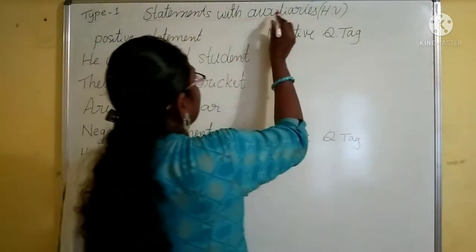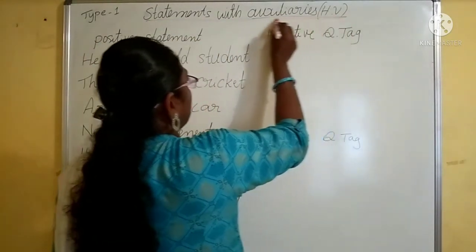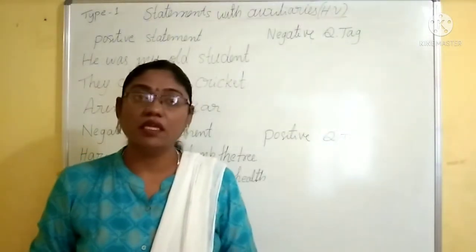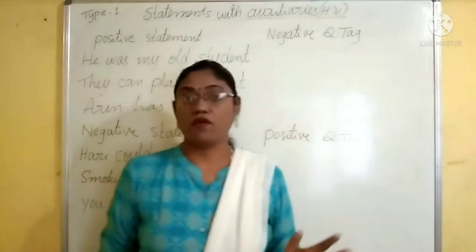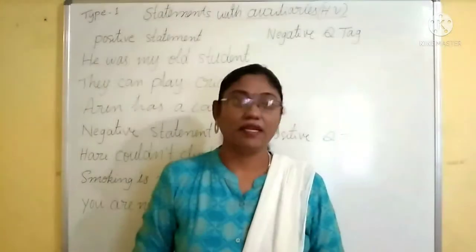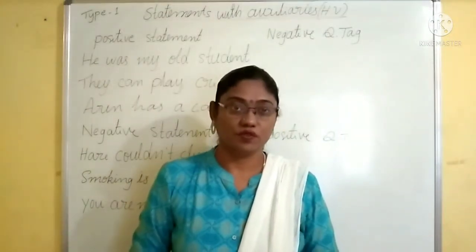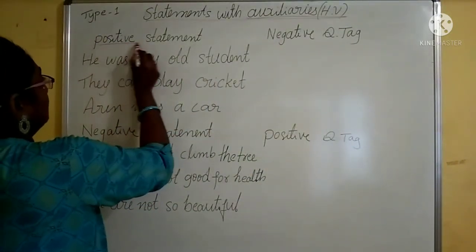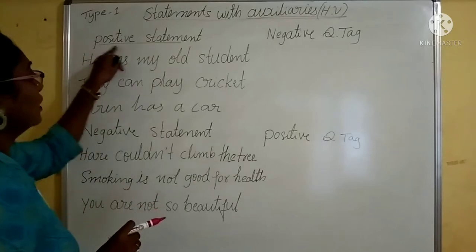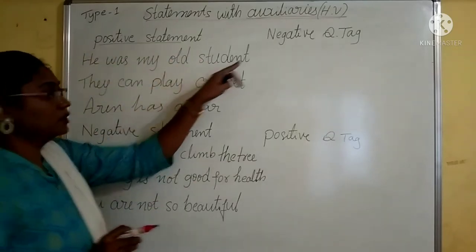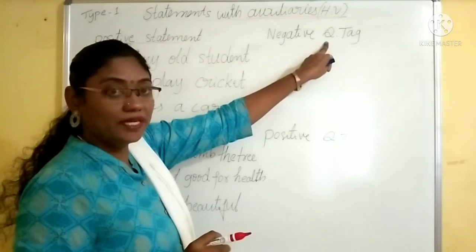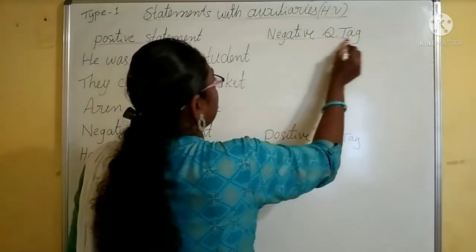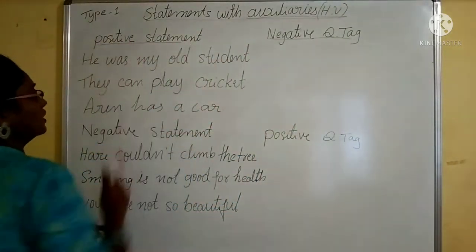Statements with auxiliaries or helping verbs. It can be do forms, have forms, or modals like can, could, will, would, and so on. And the basic rule: if the sentence is positive, the question tag will be negative. Negative question tag, positive statement.